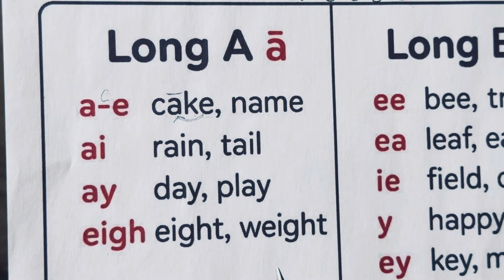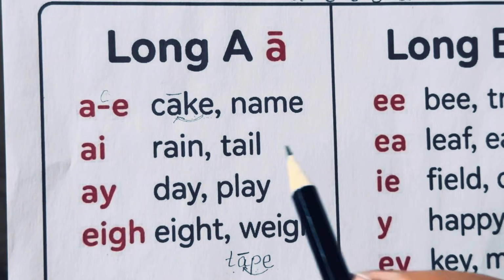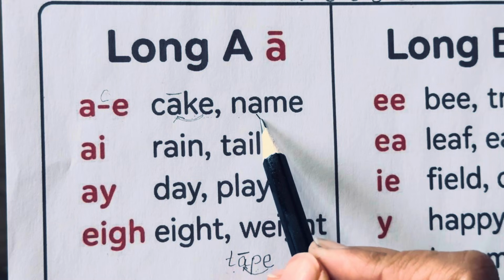Let's suppose I have a word t, a, p, tap. But if I add magic E here, it becomes tape, t, a, p, tape. Because this magic E changed the vowel to say its name, we will say the long vowel sound A, tape. Same here, n, a, m, name.